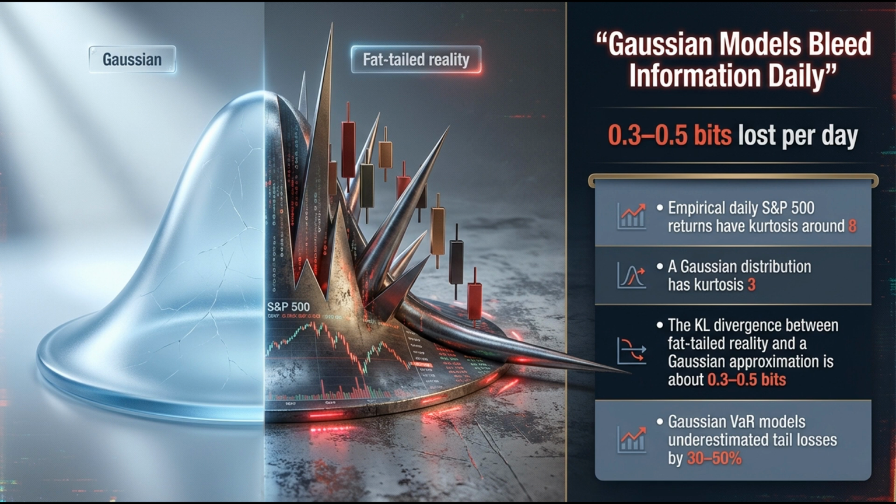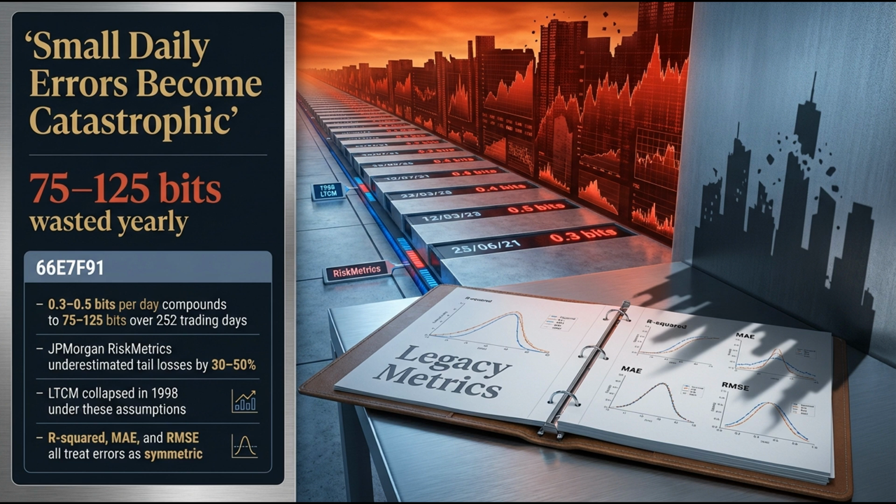But true market returns often exhibit a kurtosis of 8. The center of the distribution is sharper, the shoulders are hollowed out, and the tails, the extremes where fortunes are made and lost, are remarkably thick. So when you force a kurtosis of 3 onto a market with a kurtosis of 8, when a risk manager insists on using a standard Gaussian model on a fat-tailed market reality, they incur a measurable information penalty. The model error translates to roughly 0.3 to 0.5 bits of lost information per single trading day.